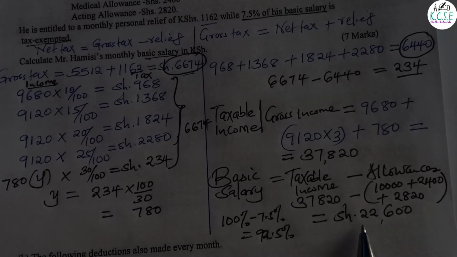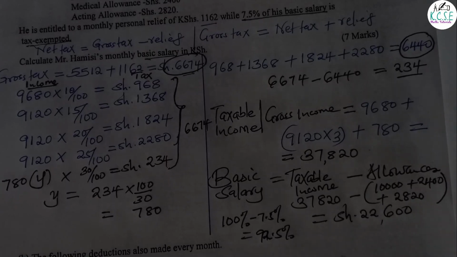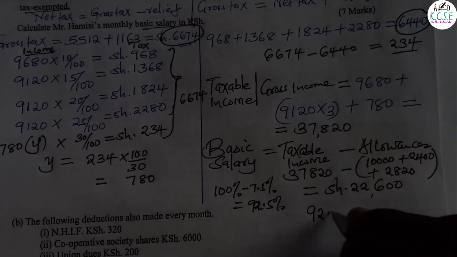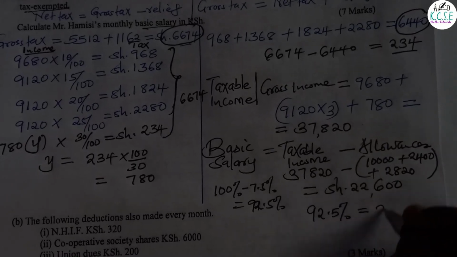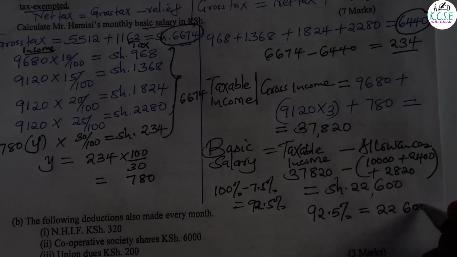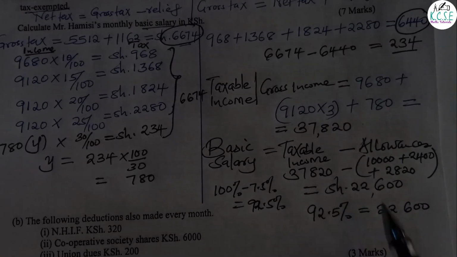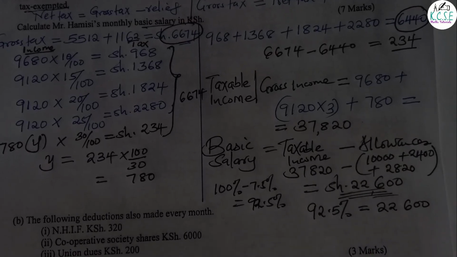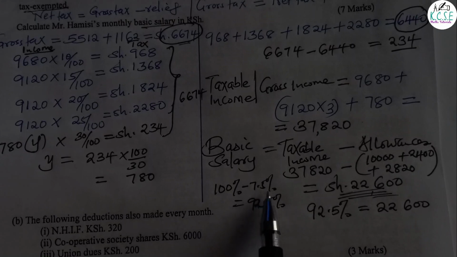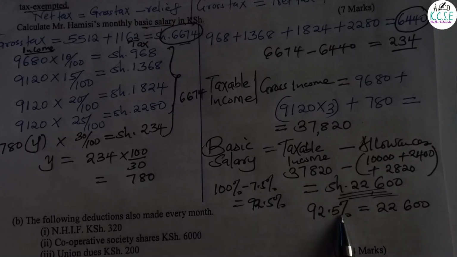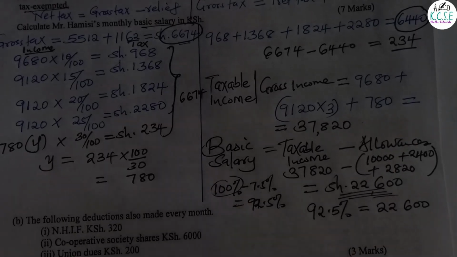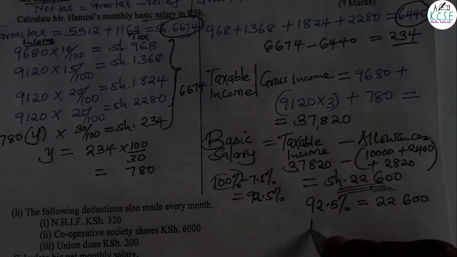So the figure that we have here, 22,600, already has the exemption done. So this one represents 92.5%. 7.5% was already exempted, so that is why I subtracted 7.5. So 92.5% represents 22,600, which is after the tax exemption. Now, what about 100%, the original basic salary? What was it?